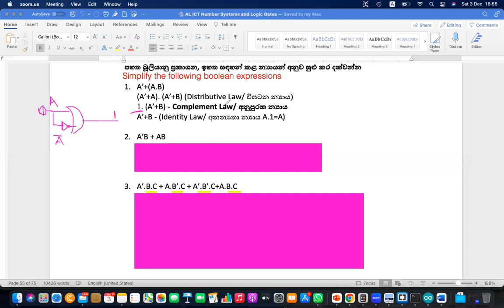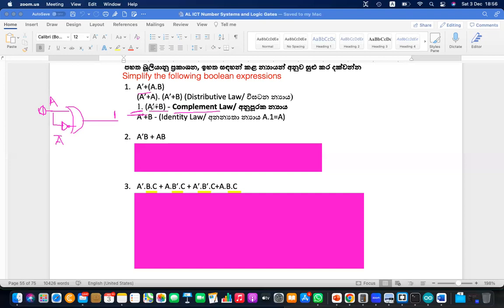So what is the law? Law is complement law. If you can remember the complement law, we are using complement law here. So according to the complement law, A not A is 1. Then what remains here? A not B will remain.